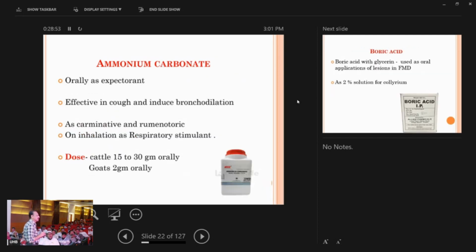Then ammonium carbonate is used as an expectorant. Sometimes we open that thing and just keep it in front of the mouth. It is also used as a respiratory stimulant. And some 10 gram orally will give the expectorant effect.